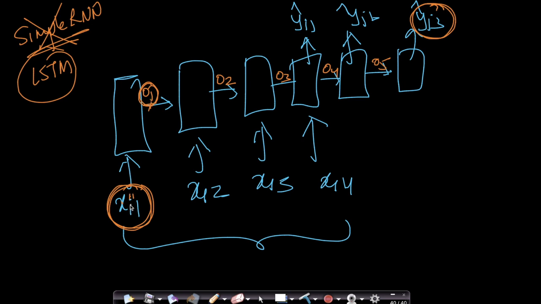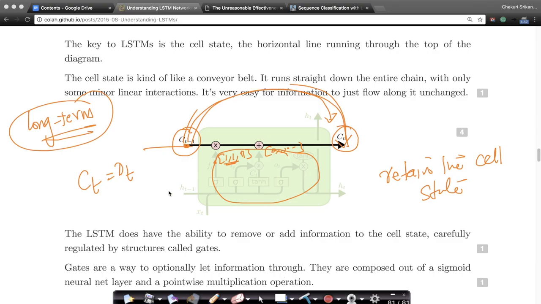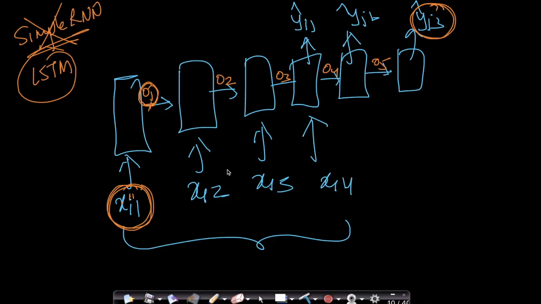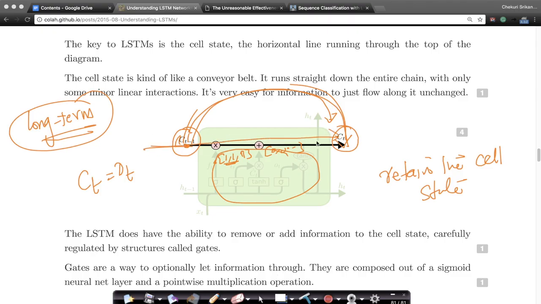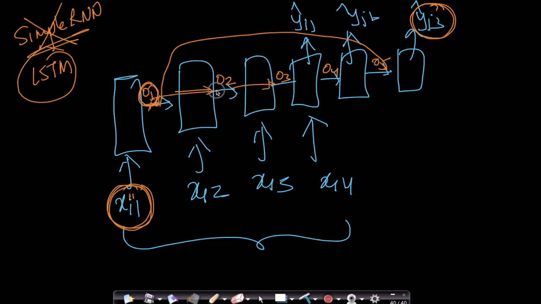O1 depends a lot on xi1. Now, if these layers are all useless, what is O1? O1 is nothing but my C1. I can skip over these connections. I can literally pass through these connections and pass O1 as an identity here. Thereby, I have a way to have long-term dependencies worked out because of this short circuit connection. So I can jump over, I can have this short circuit connection to make my O1 flow through.